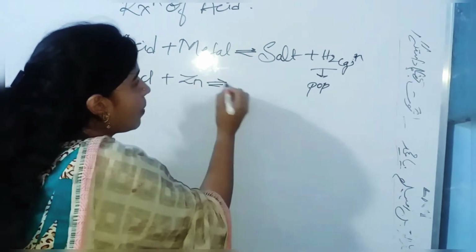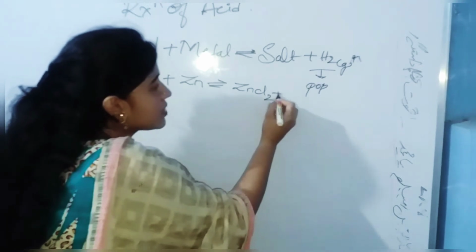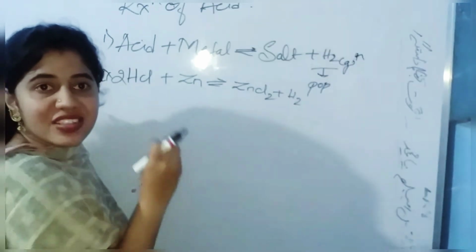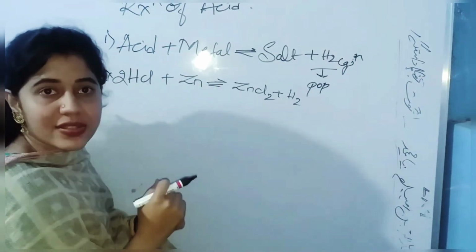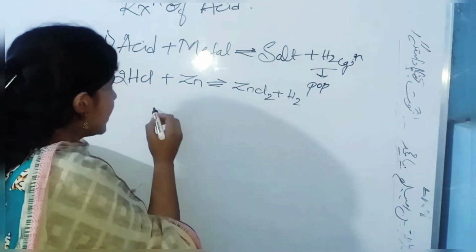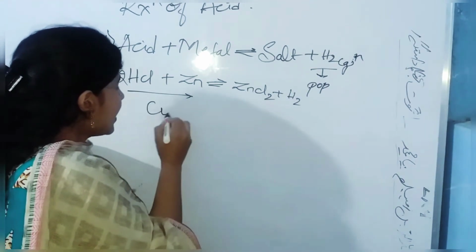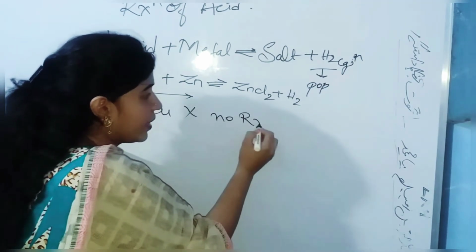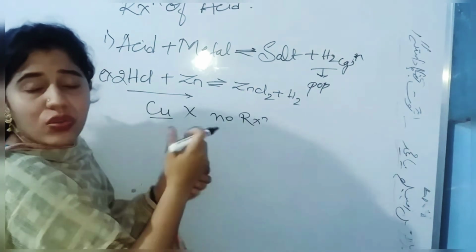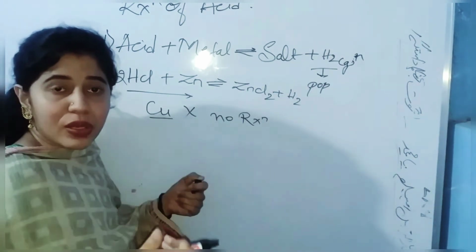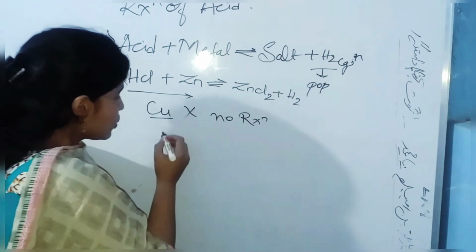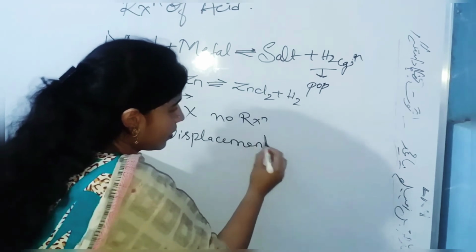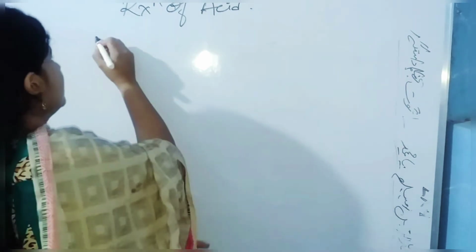An example of this is HCl plus the metal zinc. It is going to form ZnCl2 plus H2. To balance the equation, I am placing 2 next to the HCl. If we carry out the same reaction with Cu, it is not going to happen. No reaction. Why? Because in the reactivity series copper is found below hydrogen. Also, one more thing: this is a displacement reaction.